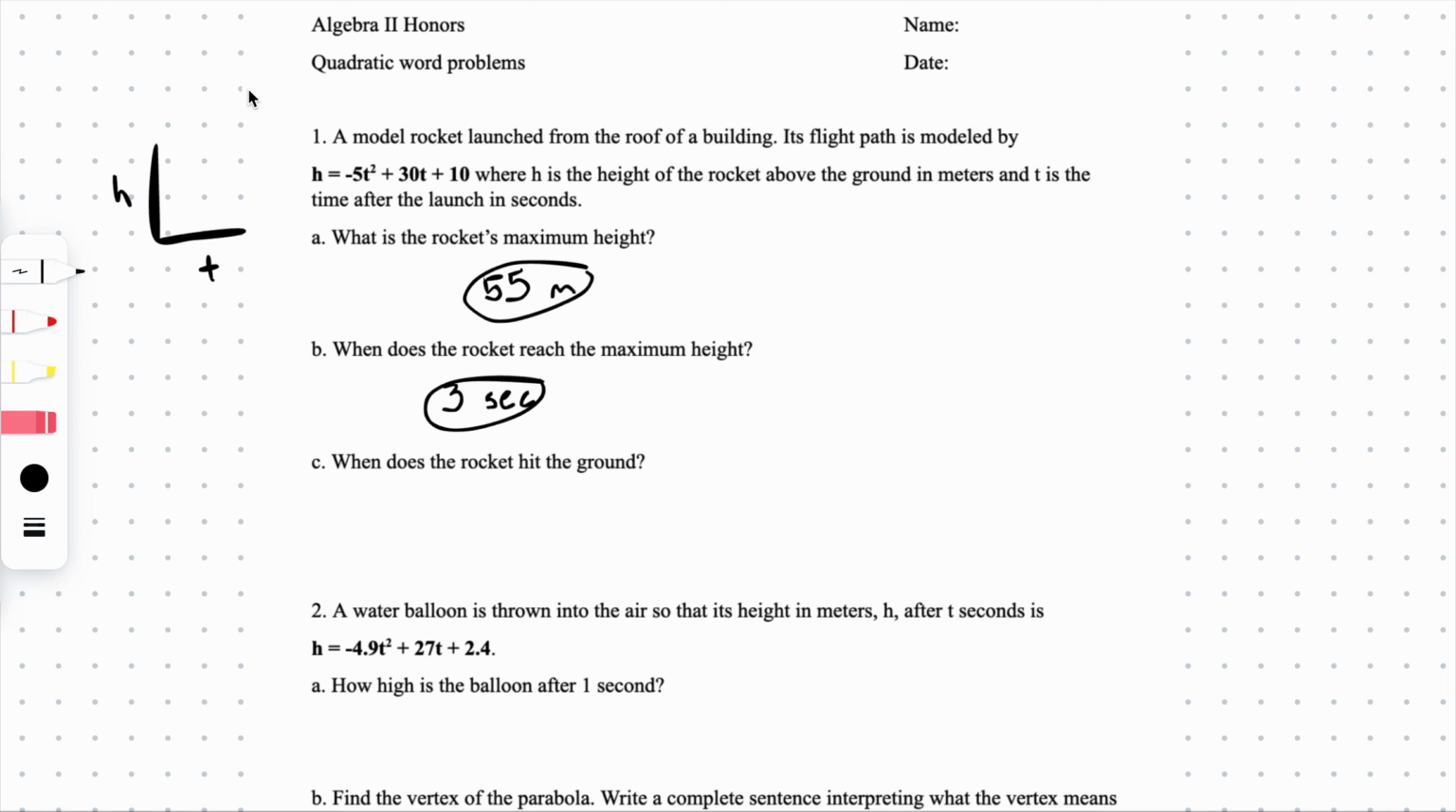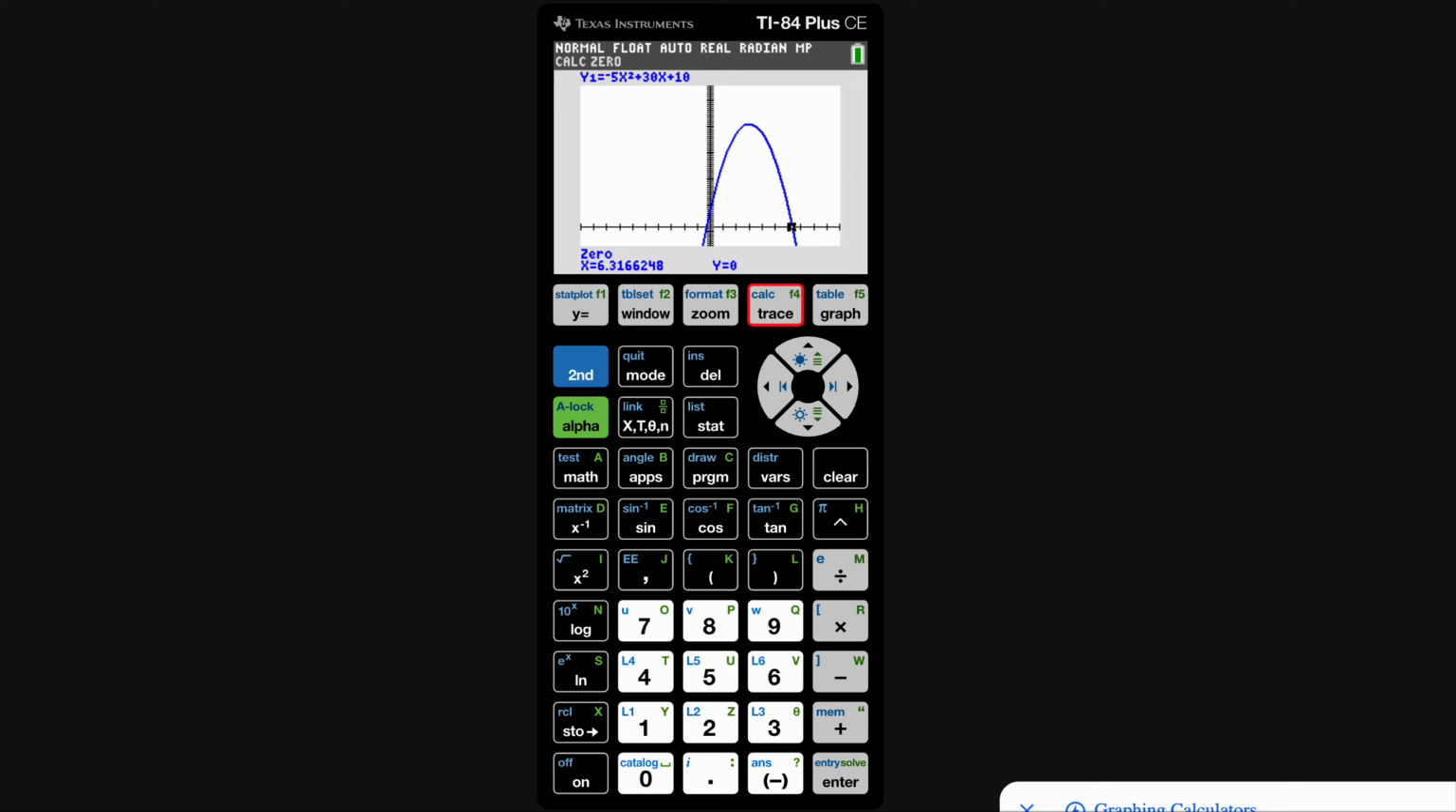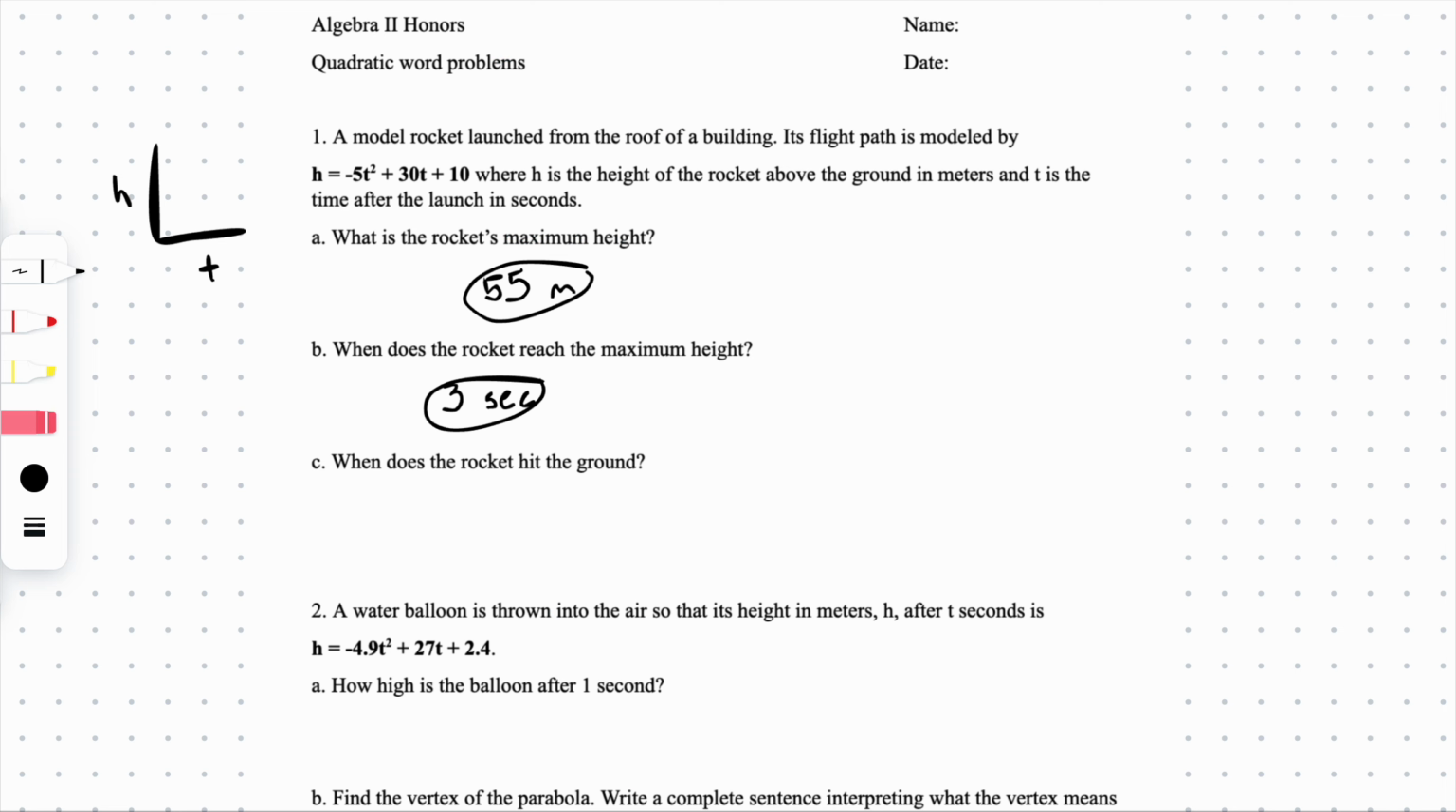So I'm going to say, it says when does it hit the ground, so that's referring to time, and we see that that's our x value, so I'm saying 6.317. You probably don't have to go to 3 decimal places. I think 2 would suffice, but I'm just going to be exact. Okay, perfect.